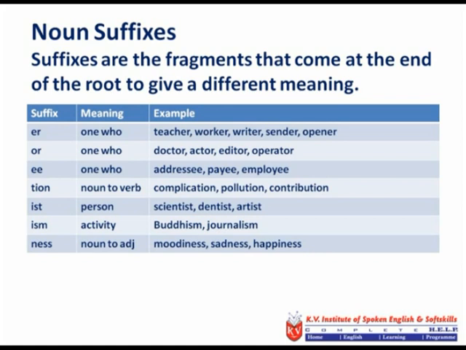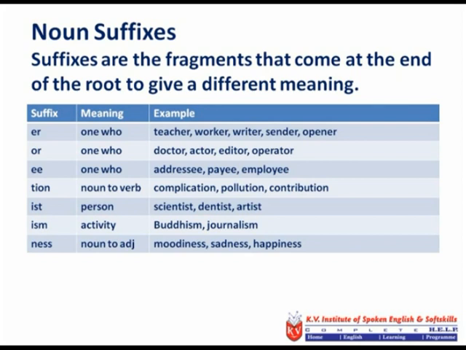Tion. It changes verb to noun. For example, in the word complicate, if you add tion, it changes to complication. And similar words such as pollution, contribution, etc. Ist, that is the ist form of the suffix, which means person. Scientist, dentist, artist. Ism, which means activity. Buddhism, journalism.